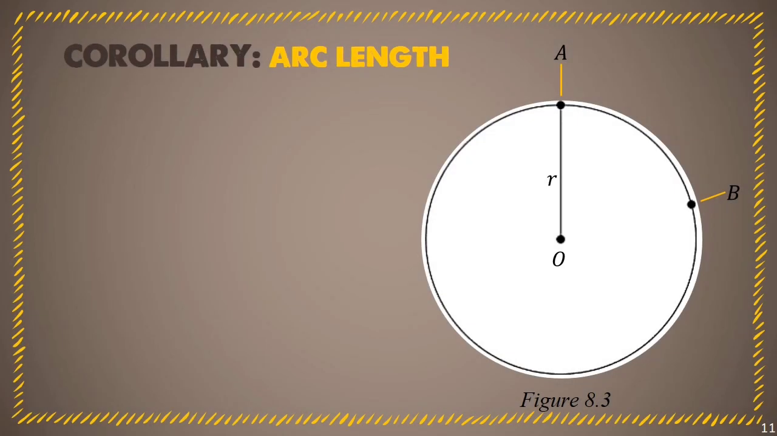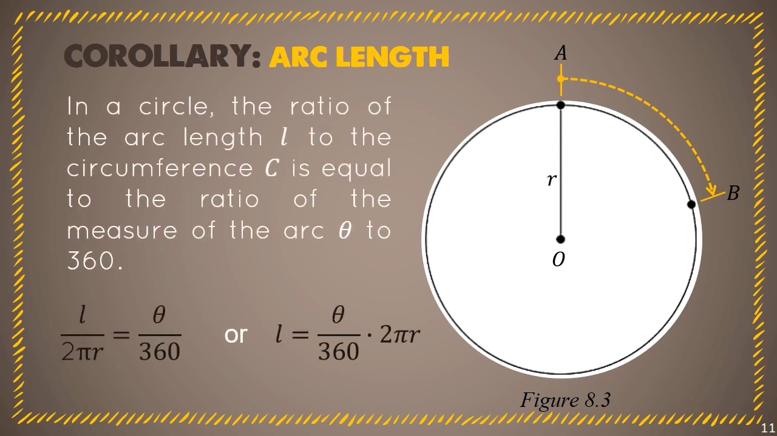Another corollary of the pi theorem is the arc length, which states that in a circle, the ratio of the arc length given as L to the circumference C is equal to the ratio of the measure of the arc, theta, to 360. Take note that the measure of an arc, which is theta, is given in degrees, and the length of an arc, L, is given in linear units.